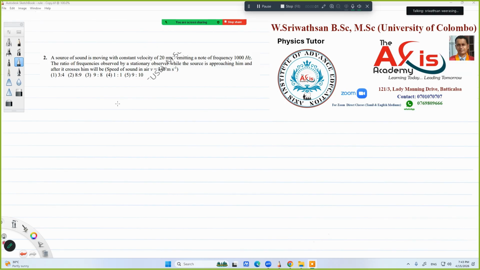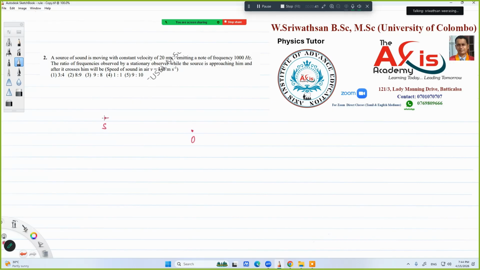Okay, question number 2. A source of sound is moving with the constant velocity 20 meters per second, emitting a note of frequency 1000 hertz. They didn't mention here whether it is moving towards the observer or not, but let us assume the observer is here. If you read it, the ratio of frequencies observed by the stationary observer while the source is approaching him and after it is crossing him.